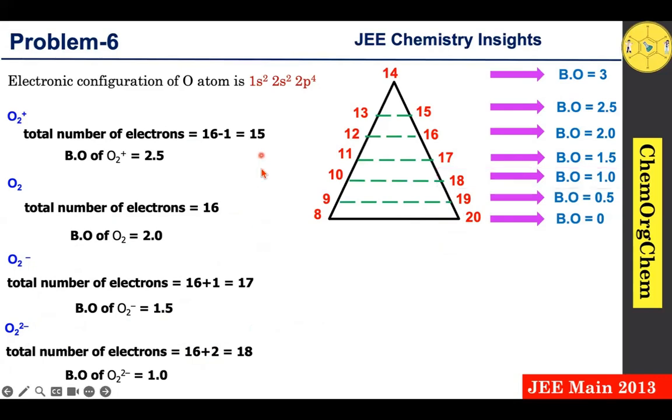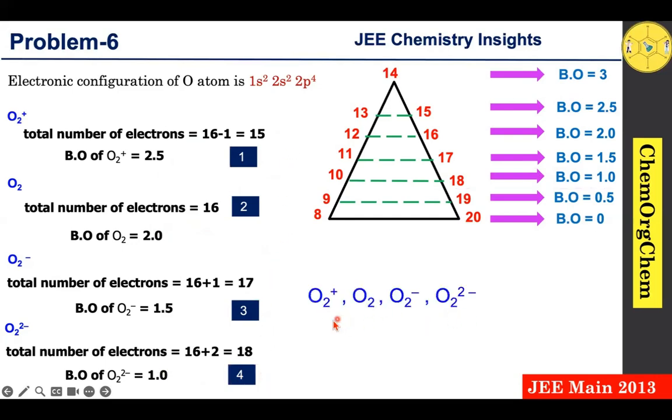Let's rank the bond orders of the given oxygen species from higher to lower. 2.5 gets number 1, 2.0 gets number 2, 1.5 gets number 3 and 1.0 gets number 4. Let's write it down in order. O2+ has the highest bond order, and O2 2- has the lowest bond order. So when you go from left to right, the bond order decreases.